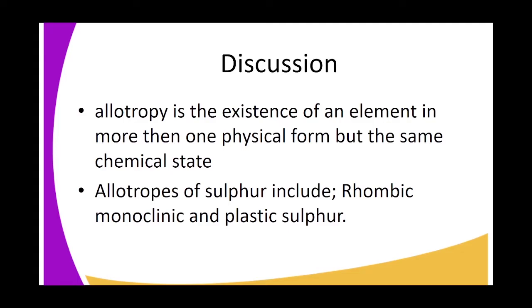Sulfur exhibits allotropy. As we know, another element that exhibits allotropy is carbon. And what is allotropy? Allotropy is the existence of an element in more than one physical form but the same chemical state. Allotropes of sulfur include rhombic, monoclinic, and plastic sulfur.